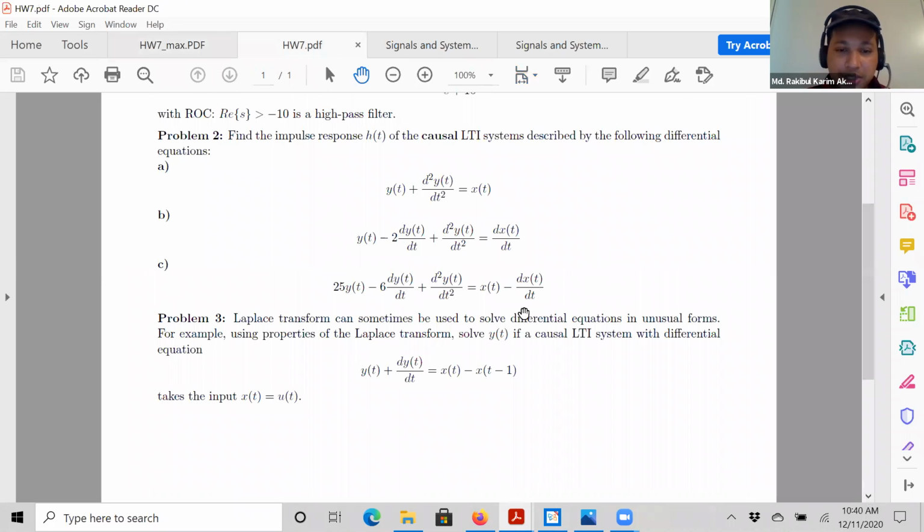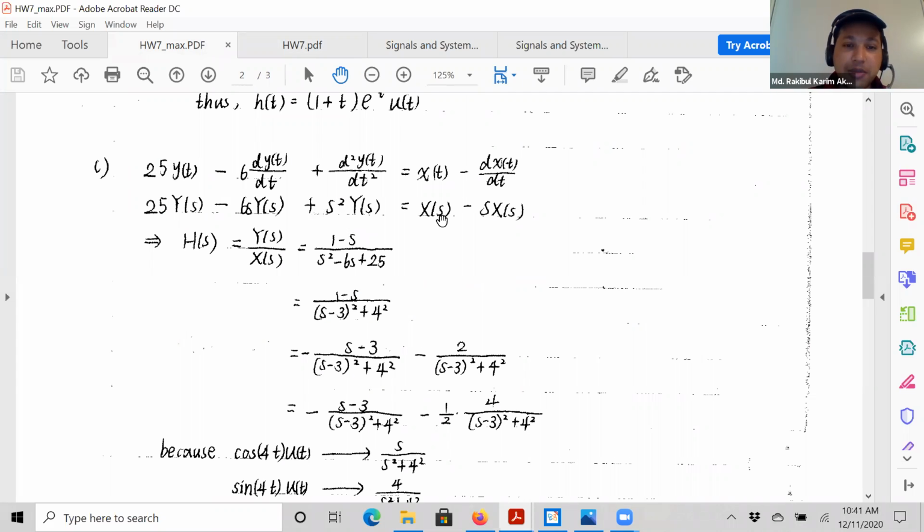It is also similar to the other questions, only when you convert your HS to HT, at that moment you have to use a different property. That's the difference between A, B, C and problem 3. So from problem C, same thing: 25ys minus 6sys plus s square ys is equal to xs minus s times xs. That is written here in the Laplace domain. Then find out the transfer function.